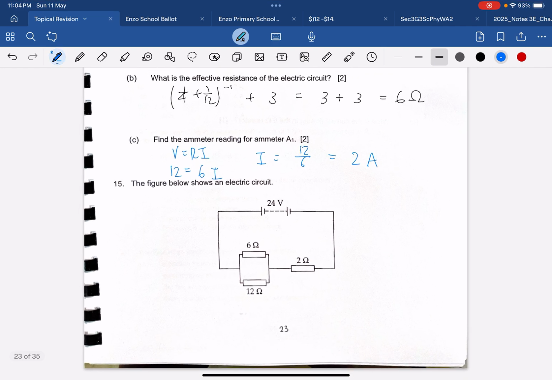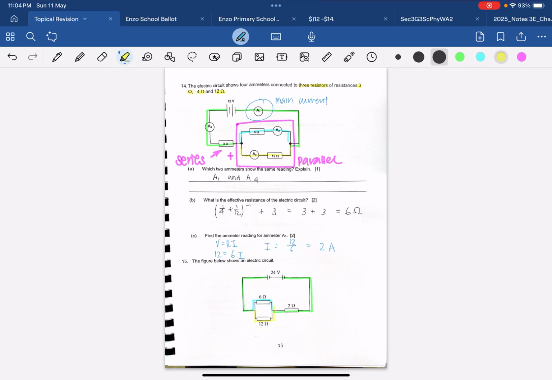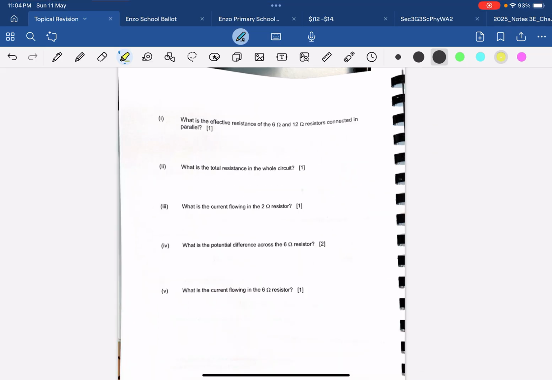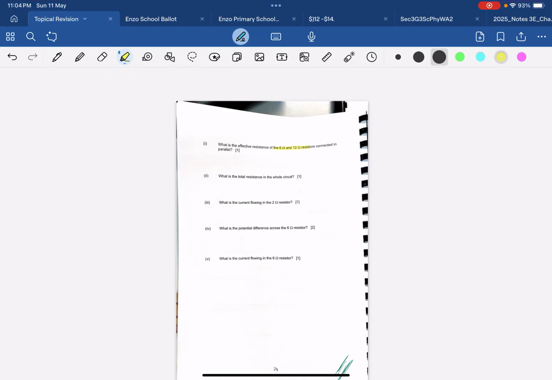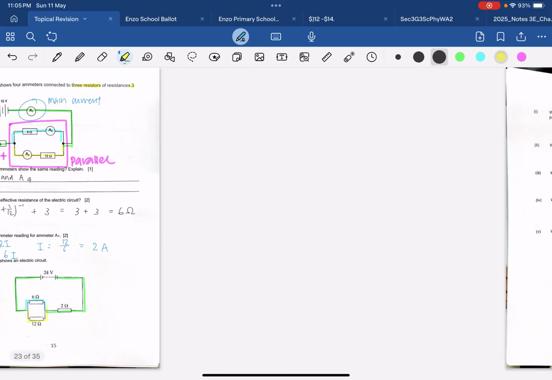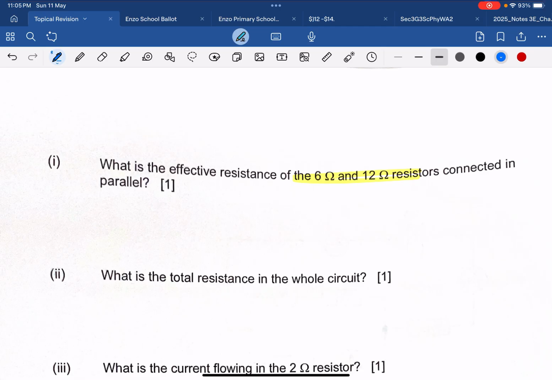Okay, next, show a circuit. Before I start, I color first to know how the current flows. Then they ask for the effective resistance of 6 and 12 only. 6 and 12 are in parallel, right? So I will just add: 1 over 6 plus 1 over 12. Don't forget to invert it. 6, 12, so 3 over 12, then 12 over 3. This gives me 4.